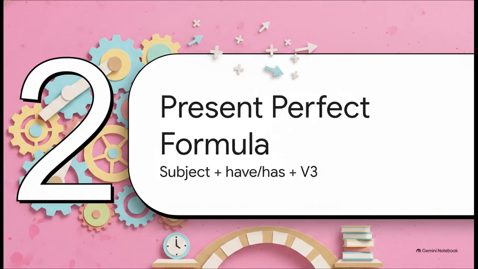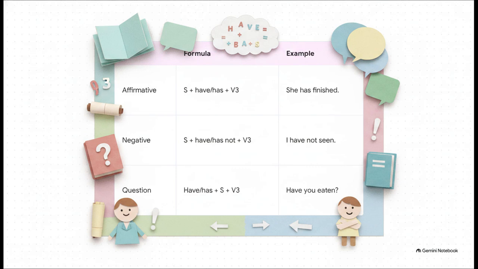Moving on to section 2, the present perfect formula. Subject plus have or has plus V3. So how do we actually build this bridge? Well, in English, the mechanical structure of this tense revolves entirely around the auxiliary verbs have or has combined with what we usually call V3 or the past participle.